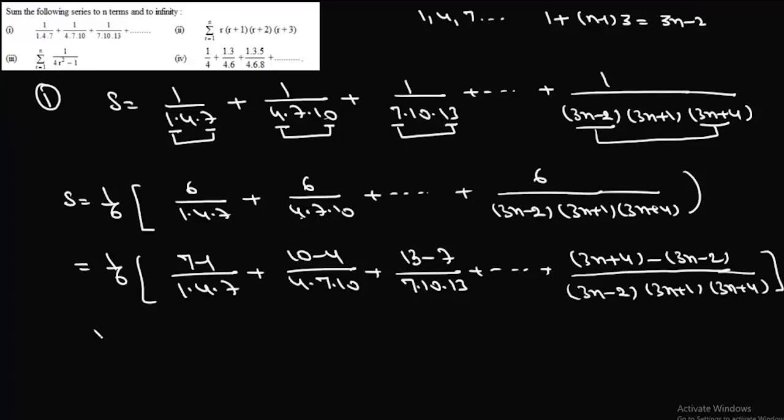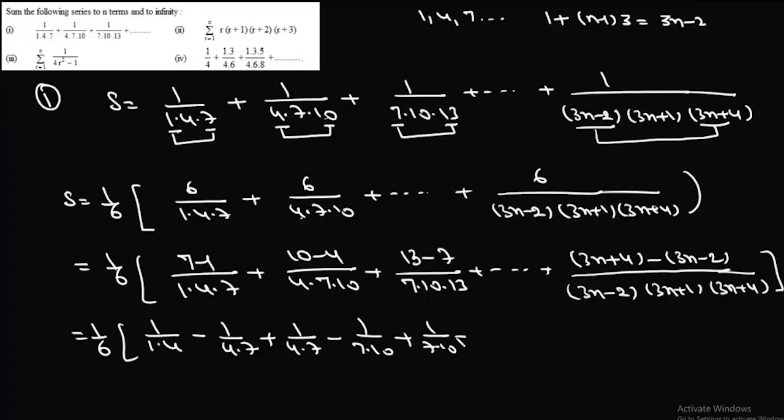And what we'll do is split these terms. So you can write this as 1 by 6. Now here 7 will cancel, so it is 1 upon 1 into 4 minus 1 upon 4 into 7. Now here 10 will cancel. It will be 1 upon 4 into 7. And here 4 will cancel, 1 upon 7 into 10. Here 13 will cancel. So this is 1 upon 7 into 10 minus 1 upon 10 into 13. And we'll continue. And here this 3n plus 4 will cancel. So it will be this 3n minus 2.